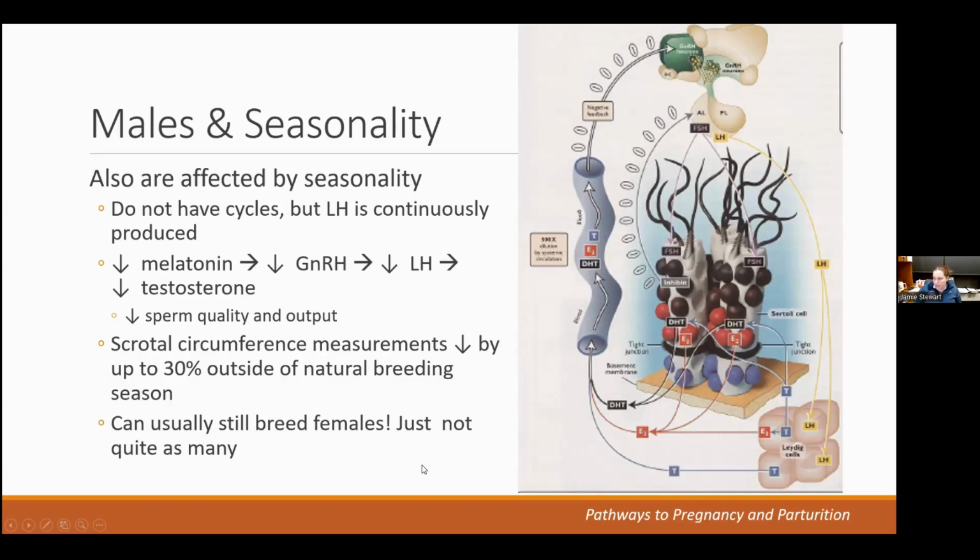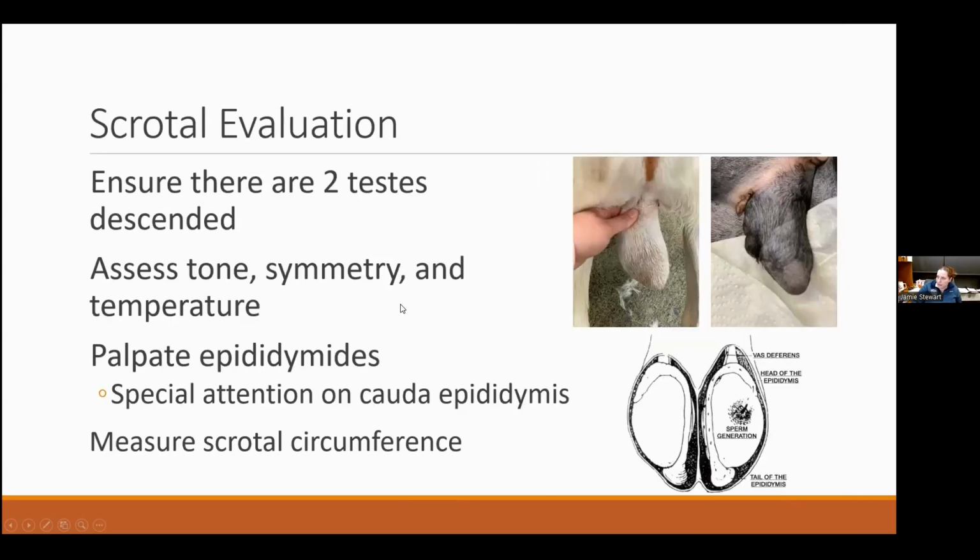And I'll talk about in the management section again how we usually want to alter our male to female ratio selection when we're figuring out males outside of the breeding season. And so this is just another nice little diagram that's showing, again, this LH is basically helping to stimulate production of testosterone, which is needed to produce sperm. So when everything's decreased, then the semen quality is going to be affected.